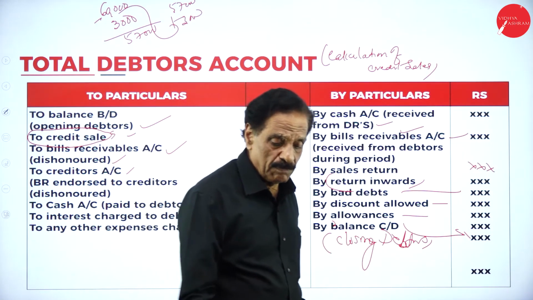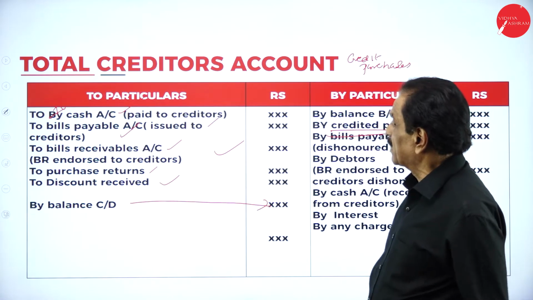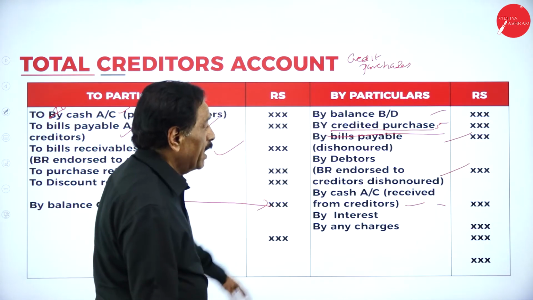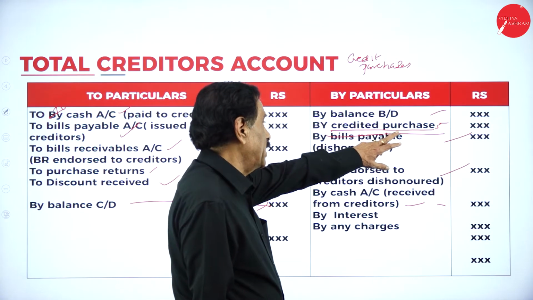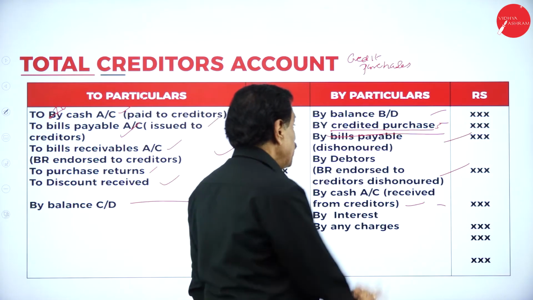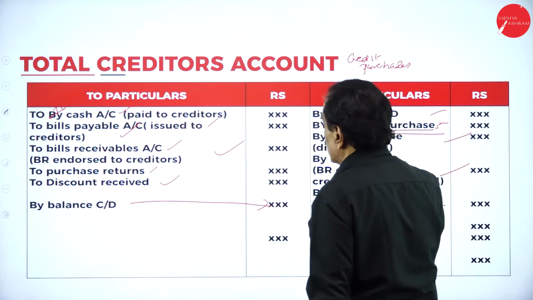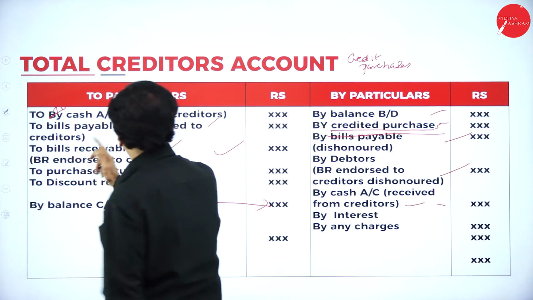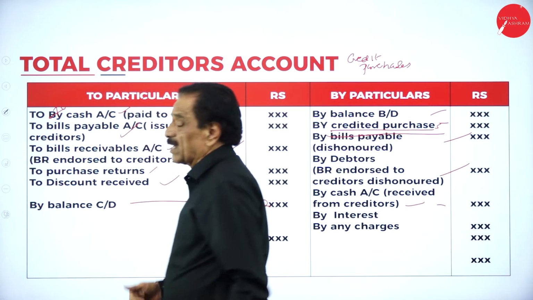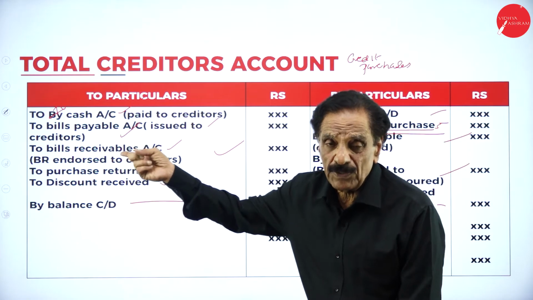You must be careful. Then the creditor's account is considered opposite to this. By balance brought down, opening creditor. By credit purchases, if they are given. By BP dishonored. Here to BP issued to creditor, here dishonored. Here to cash paid to creditor.